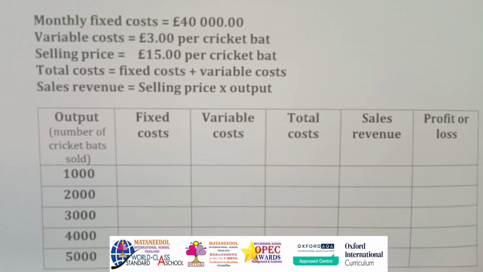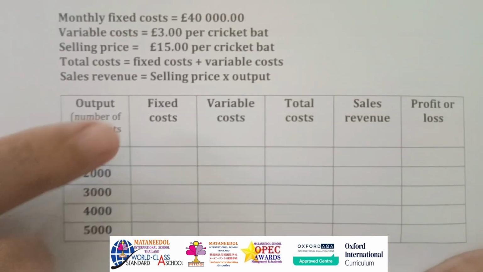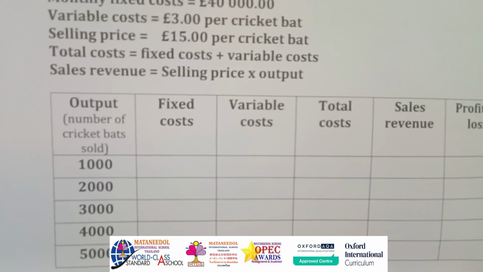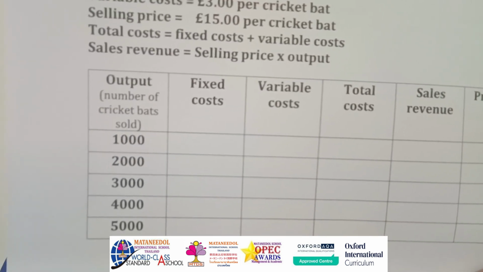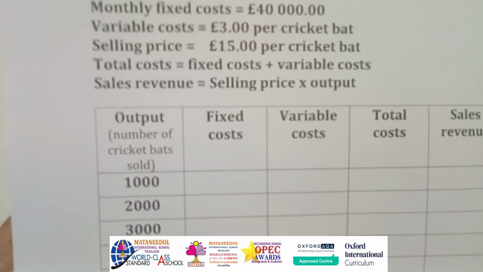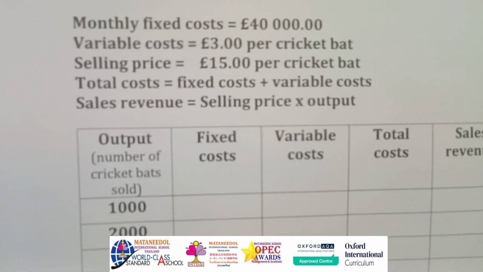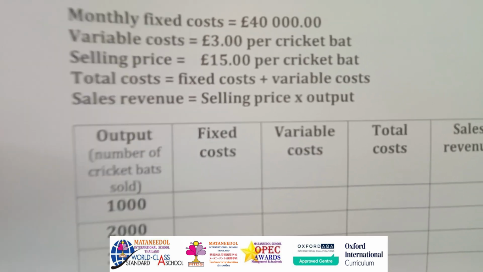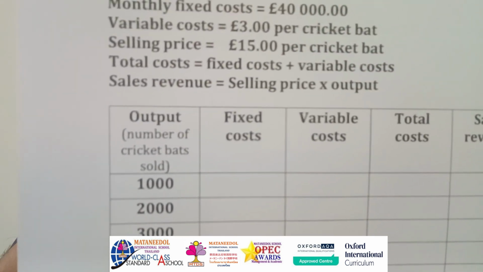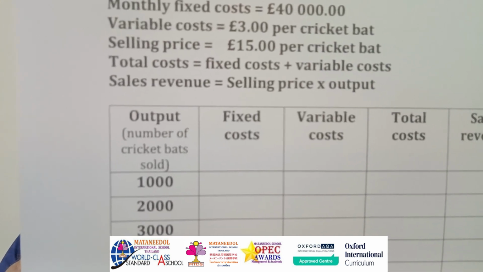Now we know that their fixed cost is £40,000 per month. So this column over here, every month would be 40,000. When it comes to the variable costs, how do we calculate variable costs? It is the cost for one cricket bat, which is £3, times the number of cricket bats they're going to produce each month. So if we have the variable costs on 1,000, that is 1,000 times 3.